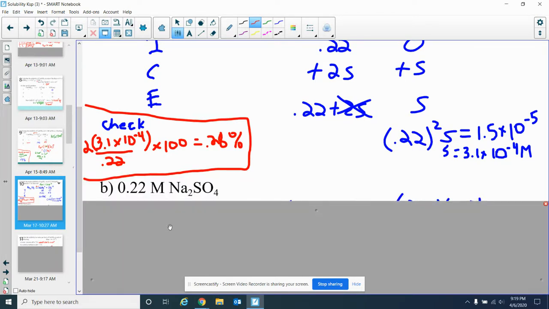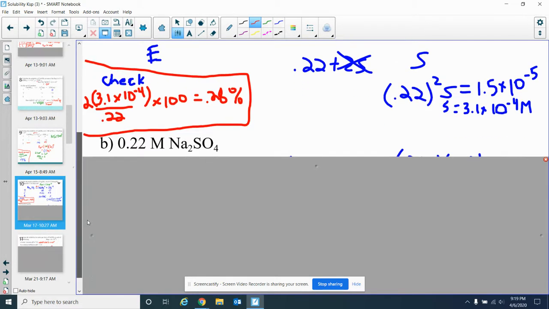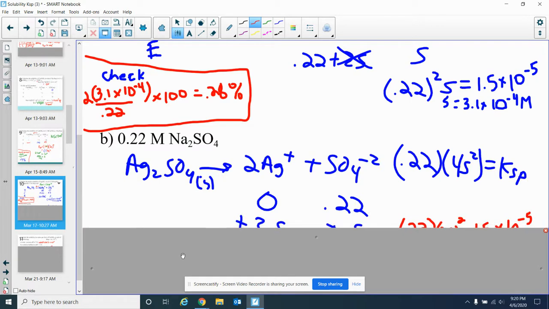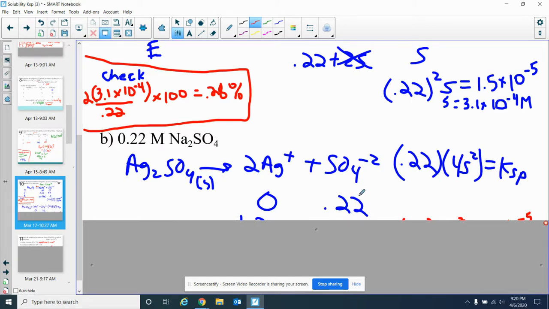If I also try that in sodium sulfate, 0.22 molar, I'll have the same setup, but now I have some sulfate to begin with. So in 0.22 molar sodium sulfate, the concentration of sulfate is 0.22.